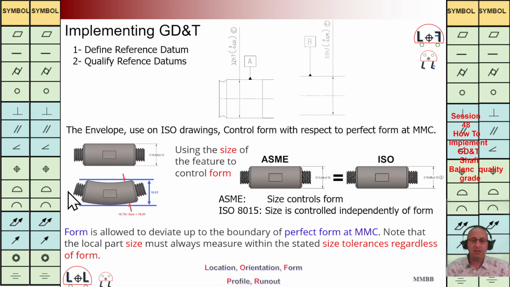Let's see this example here. We have a shaft with a diameter of 15.88 plus minus 0.13. As we can see here, in this direction the shaft diameter should be in this interval, 15.75 to 16.01. But the form should not be more than 16.01. As mentioned, if we write based on ASME, it is exactly the same as ISO whenever we write this E here, this envelope.